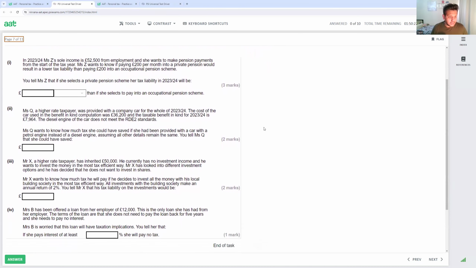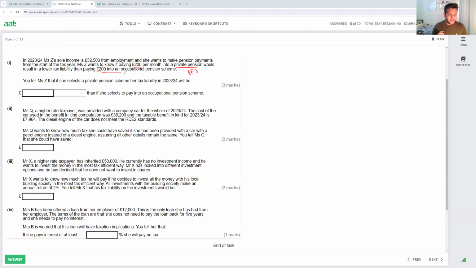In 23-24, Mrs. Zaid's sole income is 52,500 from employment. She wants to make a pension payment from the start of the tax year. So it's the beginning of the year, so for the whole year, 12 months. Mrs. Zaid wants to know if paying 200 per month into a PPS, as this is a private pension, would result in a lower tax liability than paying 200 into the occupational pension scheme. Same story. So if she pays 200 per month into the PPS, personal pension scheme, rather than paying 200 into the occupational pension scheme, she'll be able to save some tax.